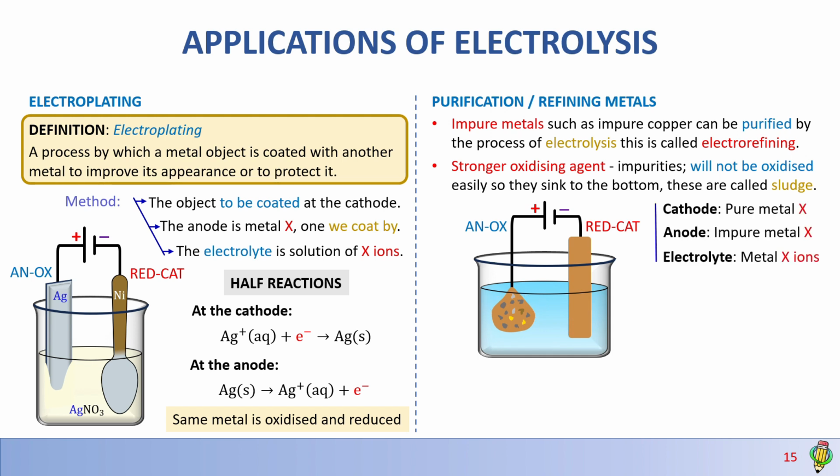So here we can see that the cathode will contain the pure metal X, in this case copper, and the anode will contain the impure metal X, which contains the metal we want to collect on the cathode. Once again, the electrolyte has to contain metal X ions, in this case Cu2+ ions. Take a look at the diagram to see an animation of what happens when we let the cell run.